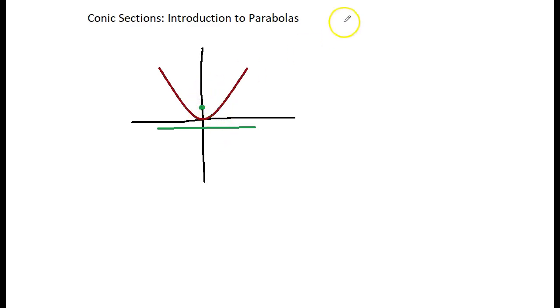So if I were to draw a line from my focus to the parabola, and then from the parabola to the directrix, if this were drawn correctly, this distance would equal this distance. Okay, so that's how we get the concept of a parabola.